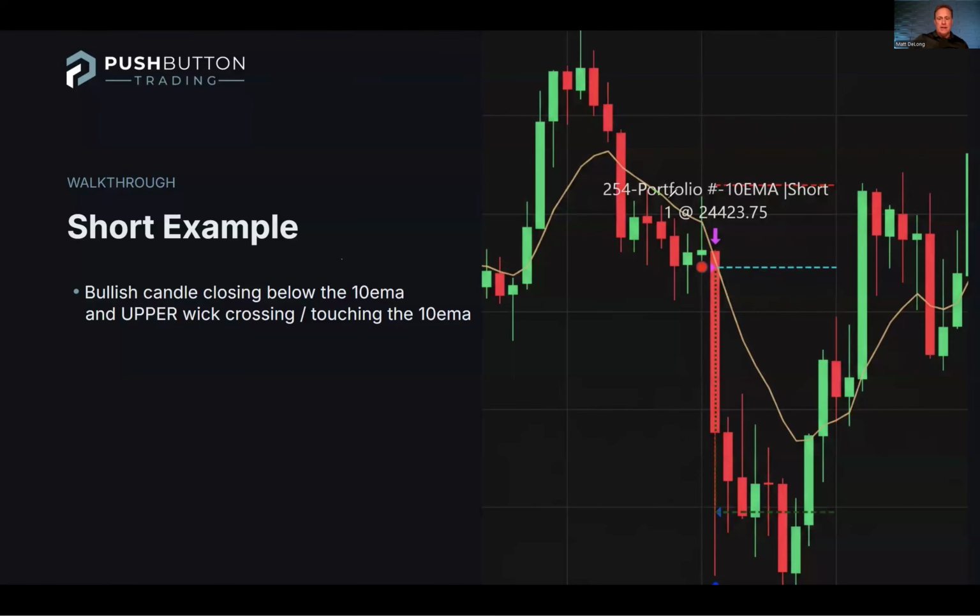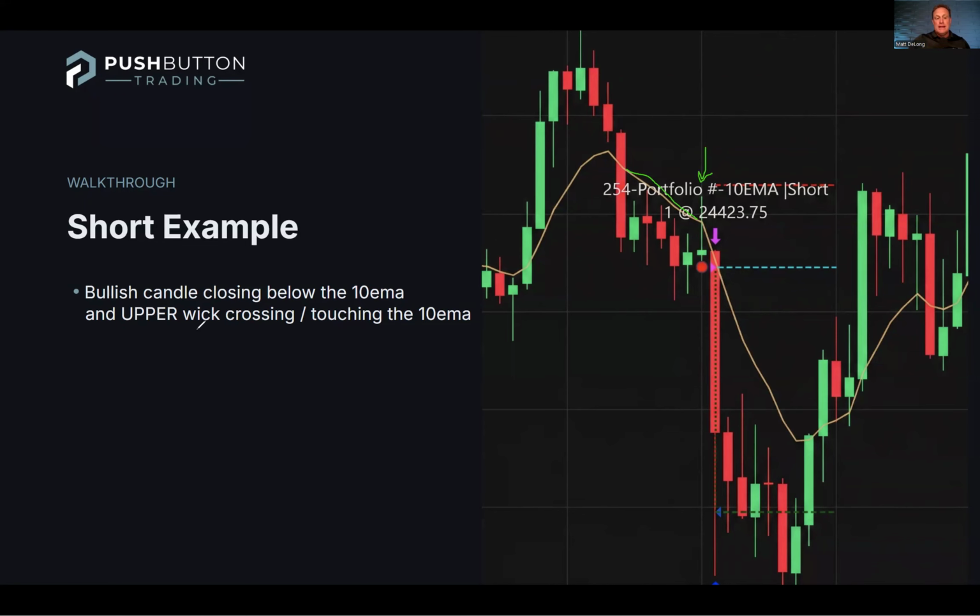You'll see right here this golden tan line represents our 10 EMA. Remember, it is a 10 period. And at this point, it doesn't matter whether we're talking about a 10-minute, 5-minute, or 15-minute chart. We'll get into that in a minute. But in this case, this white candle, green candle, is closing below the low.